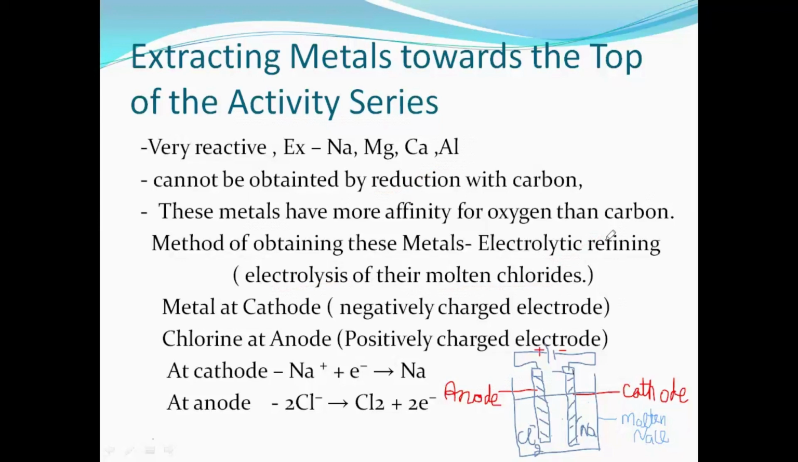Here is a diagram for electrolysis of sodium chloride. When electric current is passed through the molten sodium chloride, it dissociates into ions. Sodium ions and chloride ions are formed, and the metal gets deposited at the cathode and chlorine gets deposited at the anode. At the cathode we obtain sodium and at the anode we obtain chlorine.